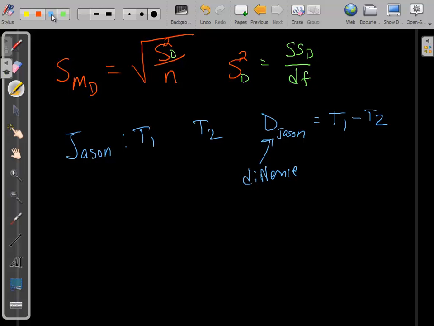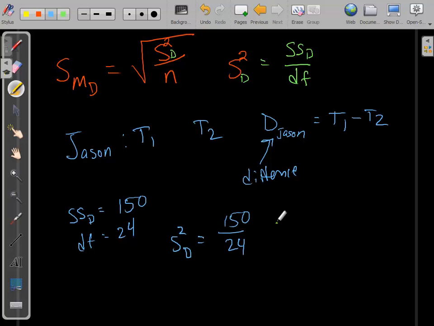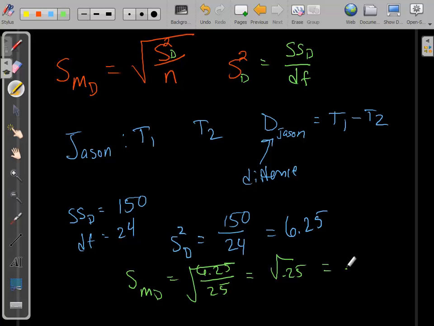And so in our example, we have the sum of squares for the difference is given at 150. The degrees of freedom would be 24. And so that tells us that the sample variance for the difference would be 150 out of 24, which gives you 6.25. Okay, that tells us then that the standard error for the mean difference is going to be 6.25 out of 25, and then we take the square root, so that gives us the square root of 0.25, which is 0.5.